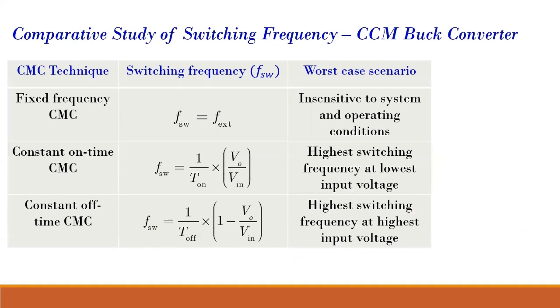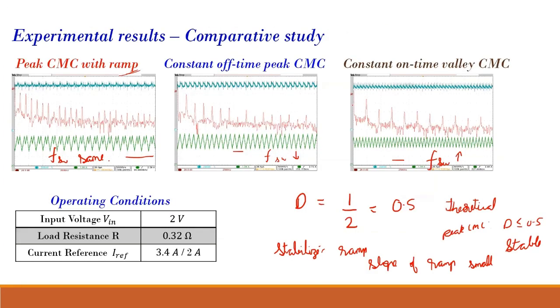These are certain expressions of how the frequency varies. It is fixed for fixed frequency. For constant on time, as the input voltage is reduced, your frequency increases, and that is slightly problematic. That's why we have adaptive on time. Similarly, for constant off time, the highest switching frequency is at the highest input voltage. As I showed, for constant on time, as the input voltage is reducing, the switching frequency has increased.